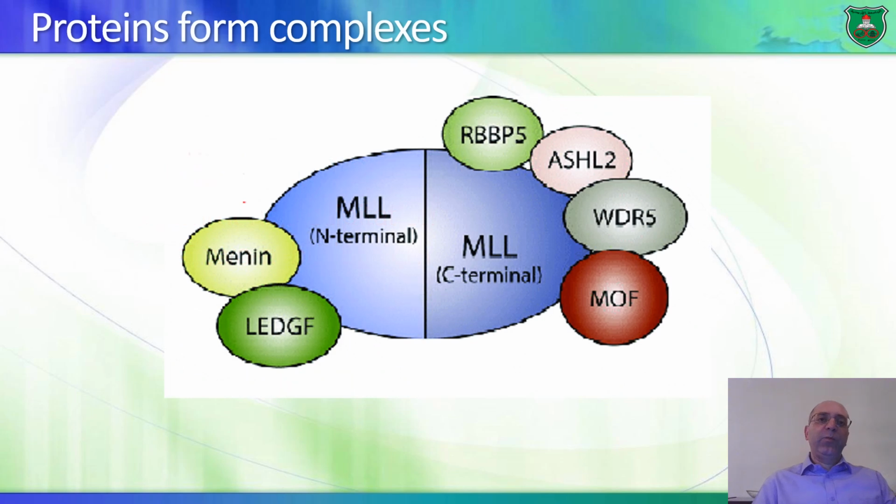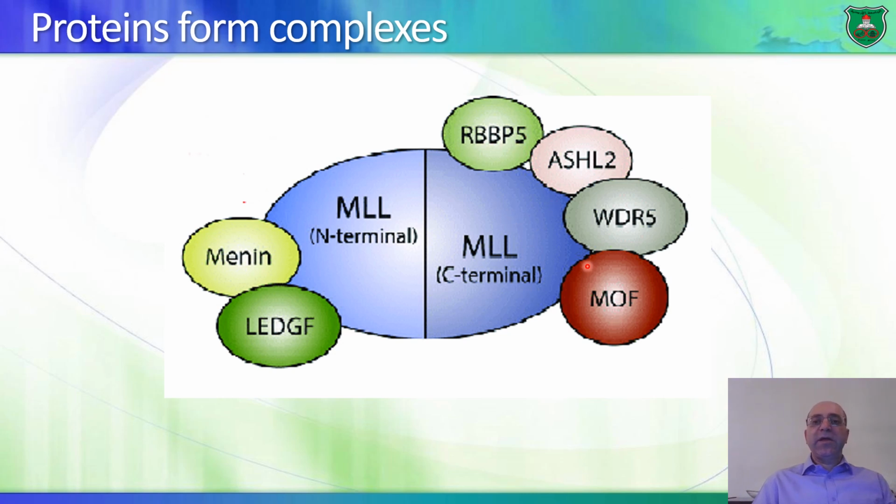So here is an example of how proteins can interact with each other. We have a protein right here, and it contains two domains, one at the N terminus and the other at the C terminus. Notice that the N-terminal domain of this protein interacts with two other proteins, and these two proteins can interact with each other as well. If you look at the C-terminal domain, it can interact with four different proteins.